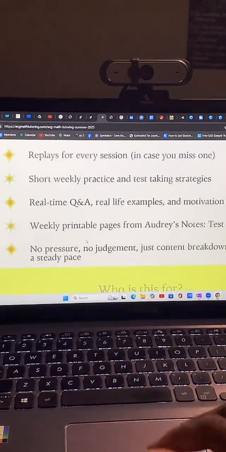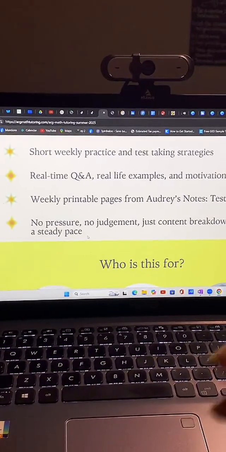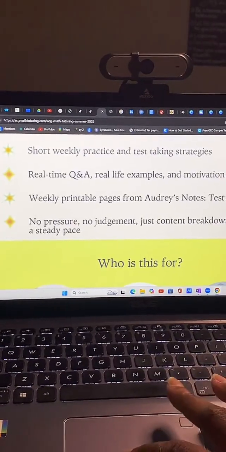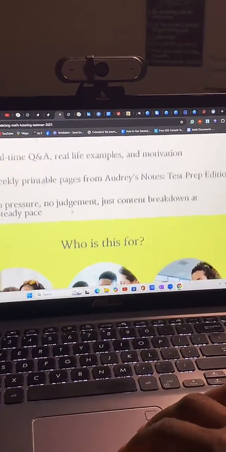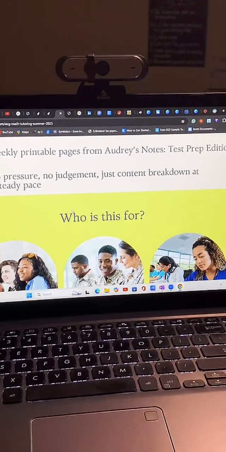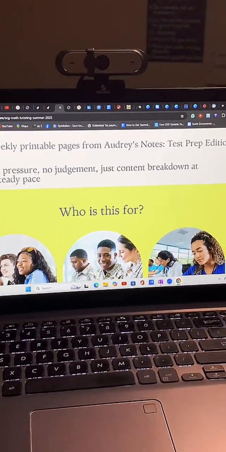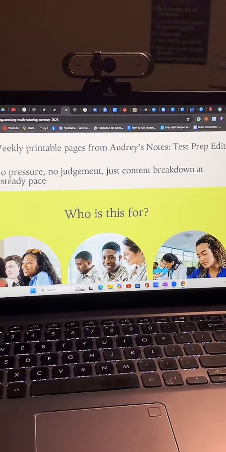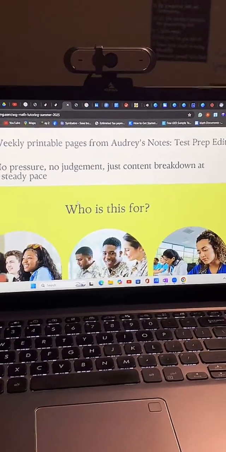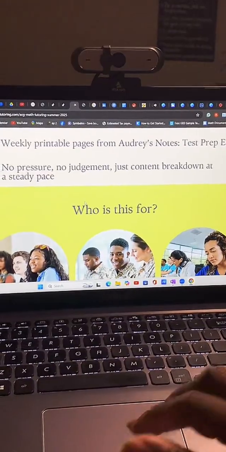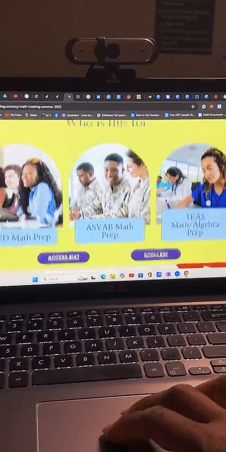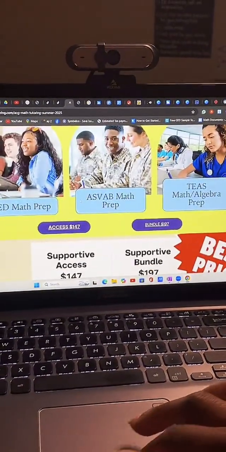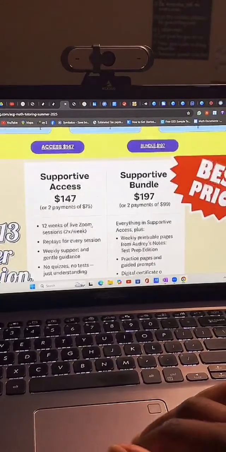So then real-time examples, motivation from me. Like I said, the printable pages, but no pressure, no judgment. I'm not going to give you a big assessment. The big assessment is you actually taking that ASVAB, actually taking that AccuPlacer, actually taking the GED. That's what I want you to do while it's still fresh in your mind. And then I just give you the access code, so you go there.